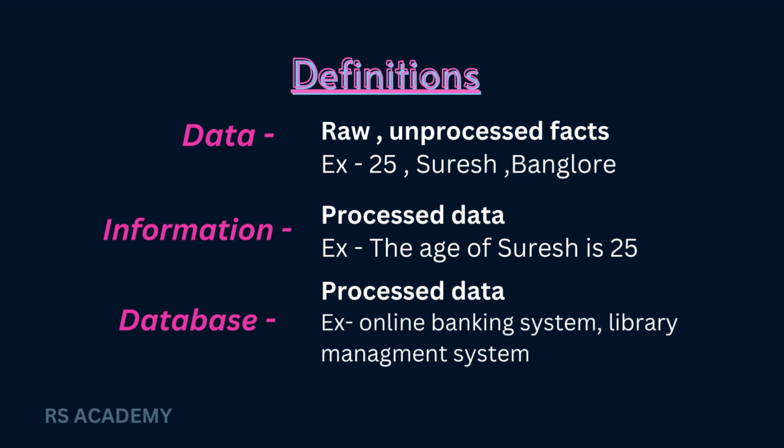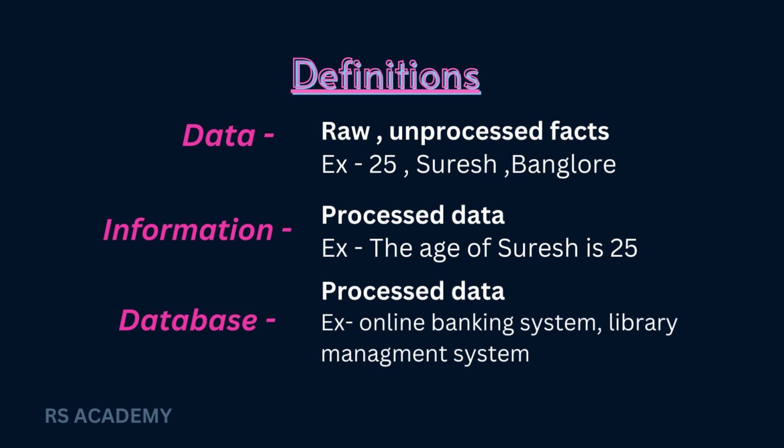Next, let us see what is a database. So database is a collection of related data. Now, a random collection of data or data that is not related cannot be referred to as a database. It has to be a collection of related data. Like for example, the data in an online banking system database has to be related to that particular bank. Similarly, the data in a library management system database has to be related to that particular library. So this is what we call a database.